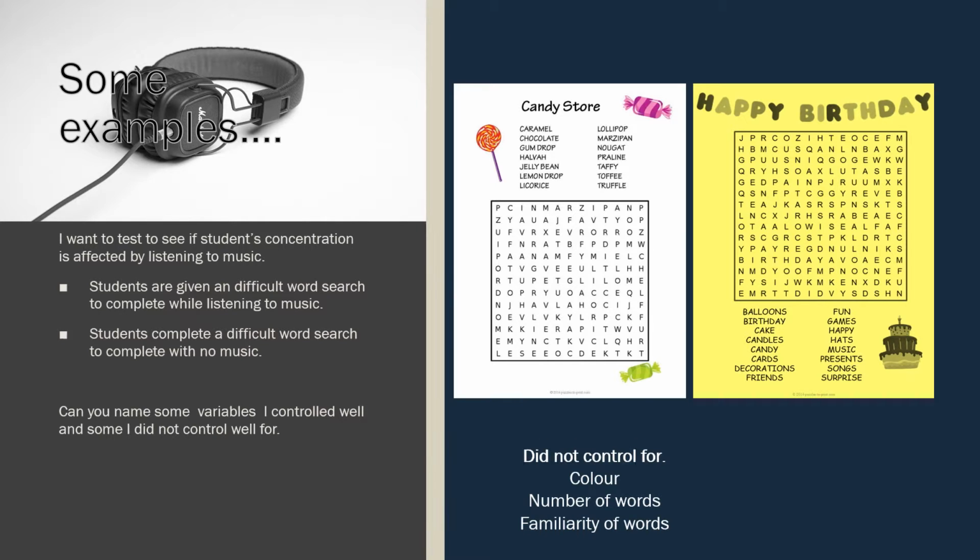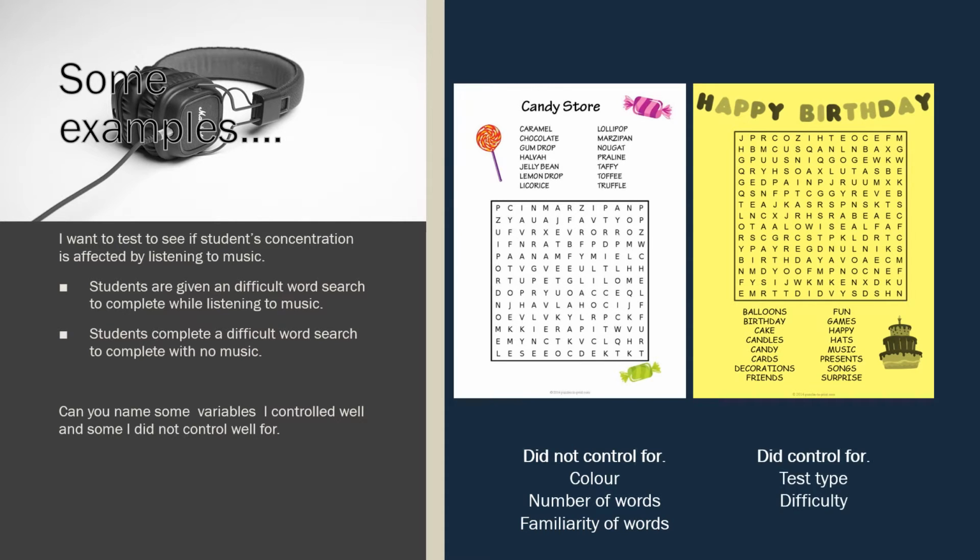In the birthday one, there's lots of easy words like fun and hats and all that sort of thing, things that everyone knows. Whereas in the candy store one, there's words, particularly in New Zealand, people might not know, like taffy and praline, marzipan, things that young people might not really be aware of, and not knowing what the words are could have an impact. So you just got to be aware of those things.